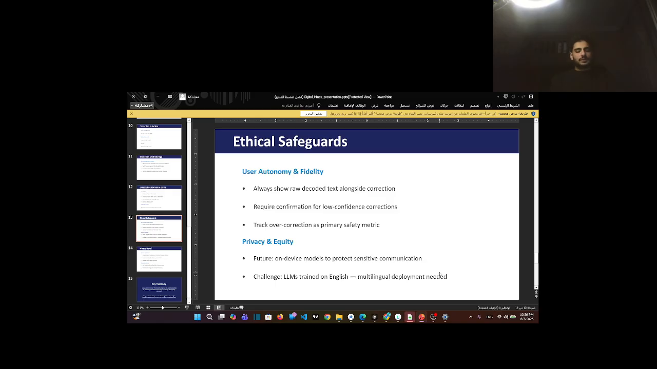Privacy is another concern. BCI communication can include very sensitive personal information. In the future, on-device models may help protect user privacy by reducing the need to send data to external servers. Equity is also important. Many LLMs are stronger in English than in other languages. For real world deployment, multilingual support must be improved.